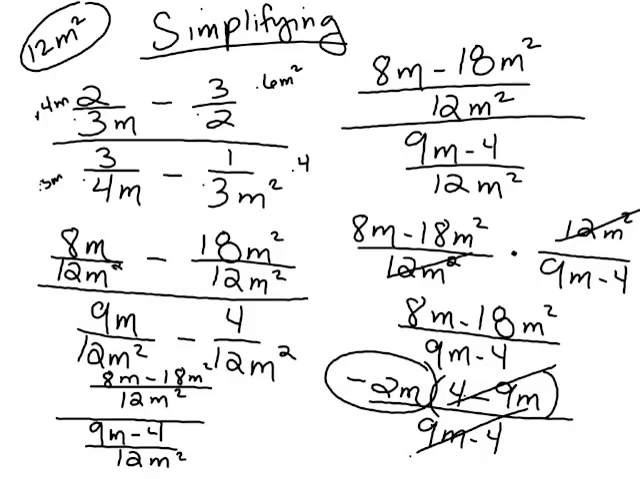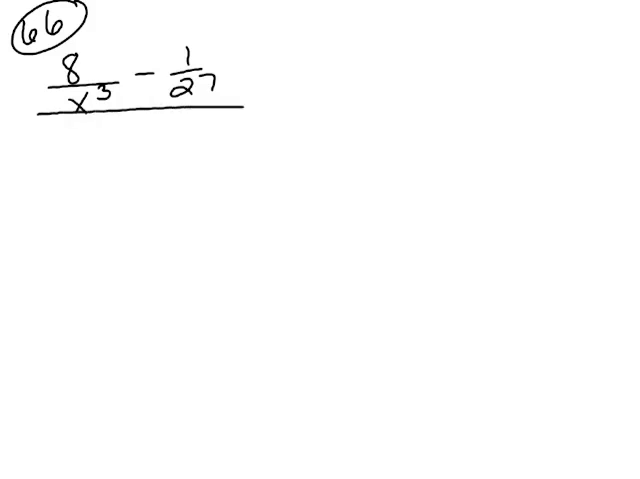Let's do a couple of these from the homework. Let's start with number 66. So I have 8 over x cubed minus 1 over 27. So there's my first two denominators I need to keep track of. Over 2 minus x minus 1 over 3. So there's my next two denominators.